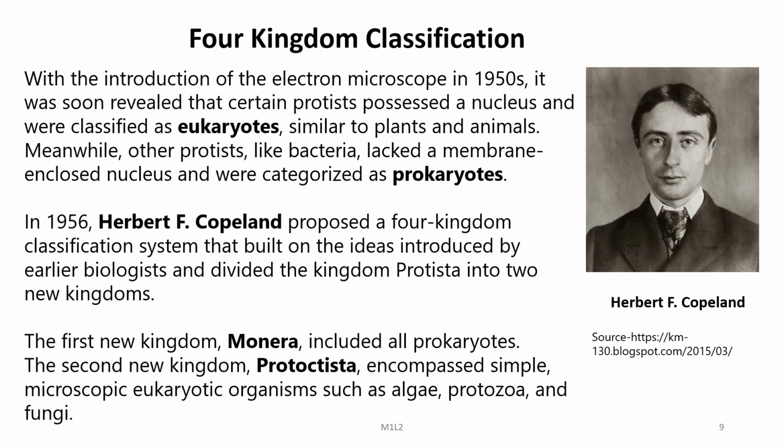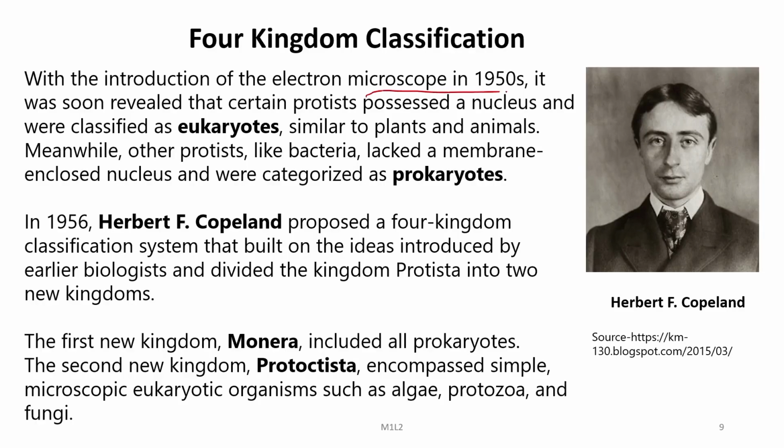Now, building upon these three kingdom concept, particularly after the introduction of the electron microscope in the 1950s, a new world was exposed to the scientists, and it was soon revealed that certain protists possessed a nucleus, and these were classified as eukaryotes, which are similar to plants and animals. Meanwhile, some other protists like bacteria lacked a membrane bound enclosed nucleus, and these were classified as prokaryotes.